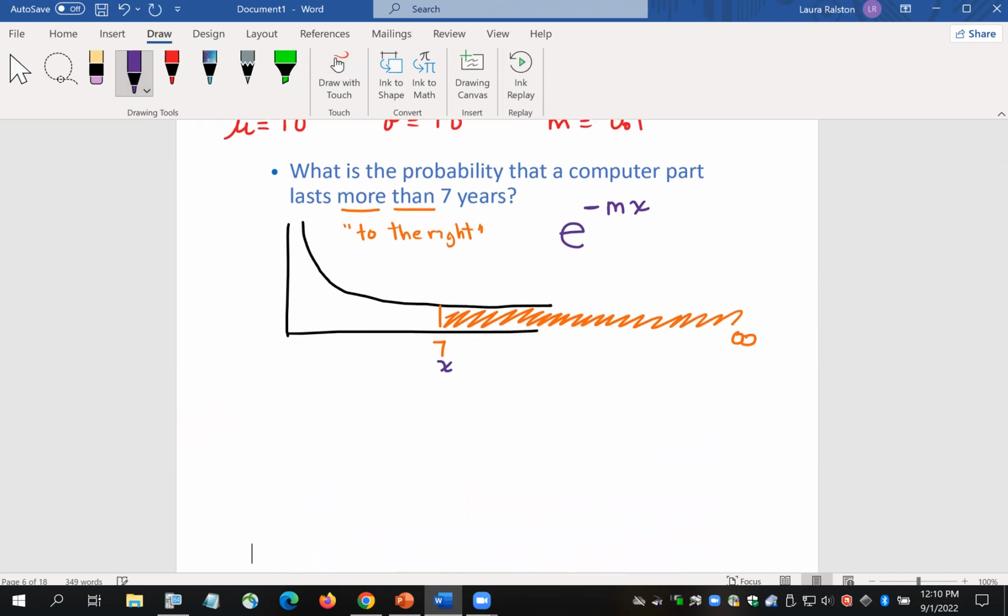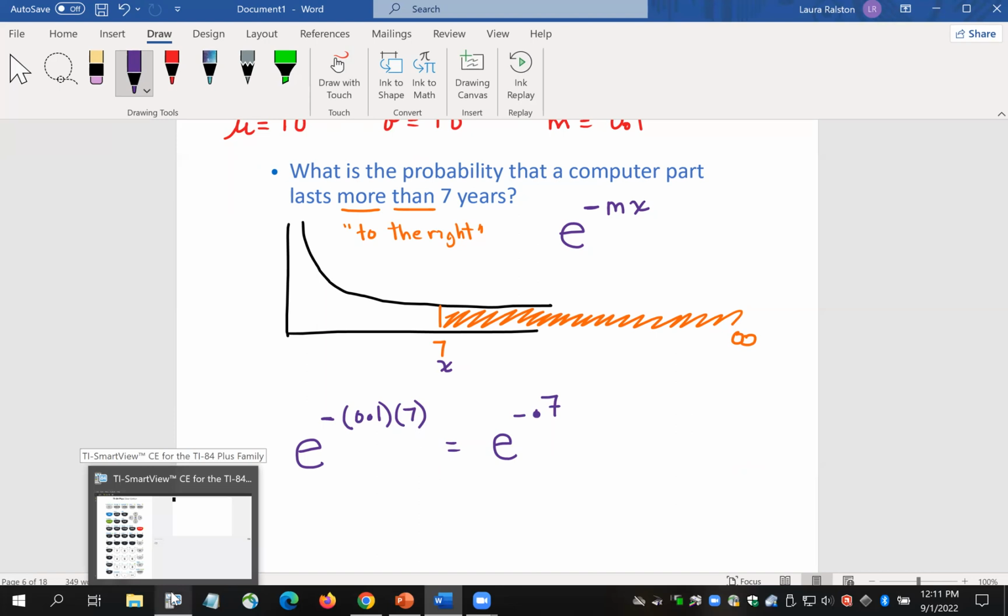So if we plug into that formula, we have e to the negative 1/10 times 7. We use 7 because that was the value that they gave us. So that's e to the negative 7/10. I did that in my head.